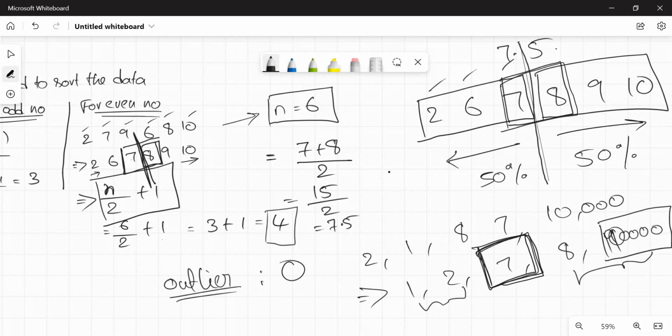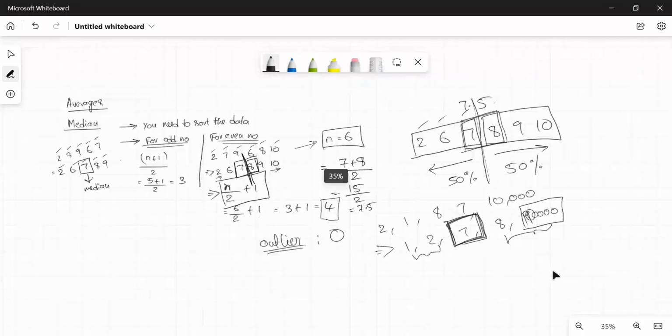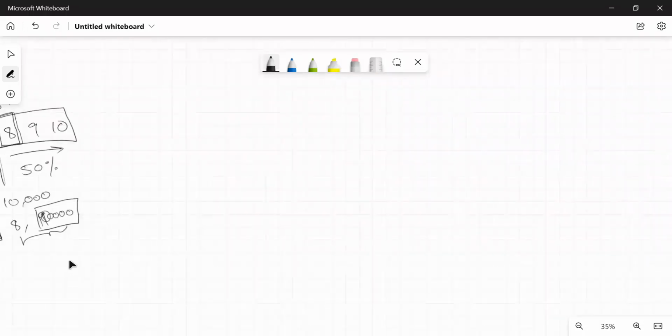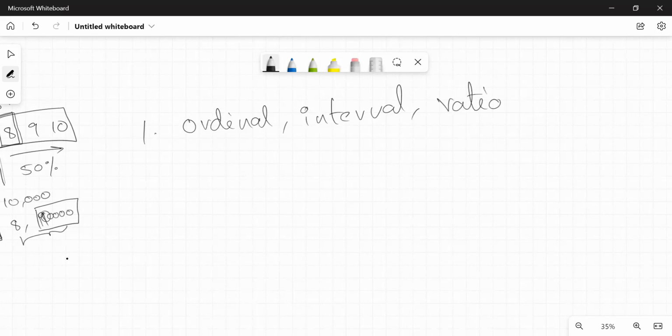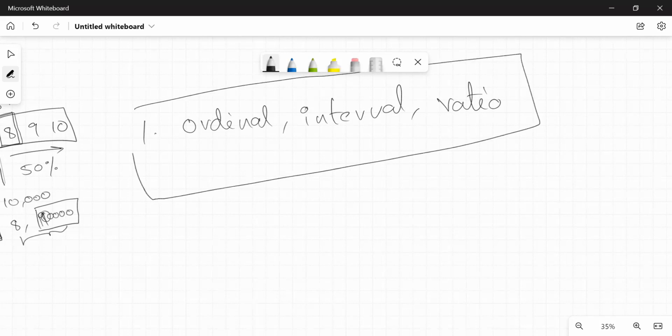So that's it. And now, when to use this particular median? Median can be used on ordinal, and then interval, and then ratio types of data, right? So median can be applied on these three kinds of data. So this is the application.